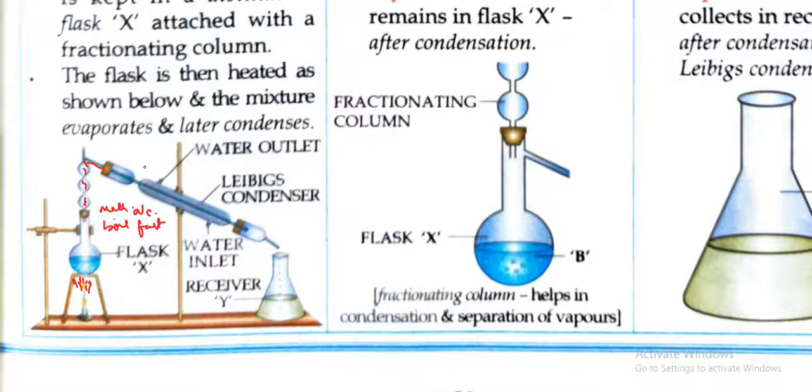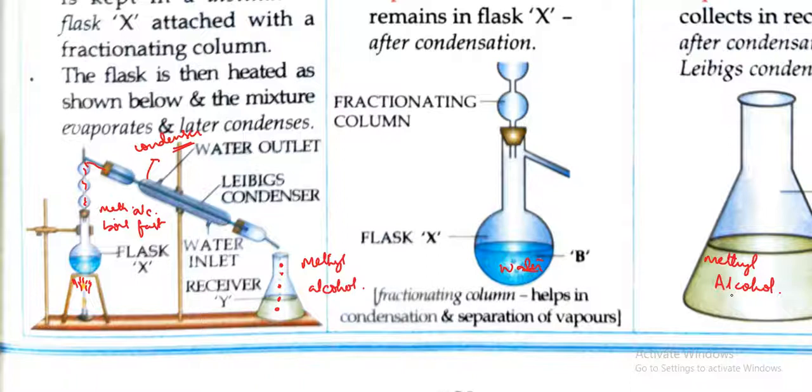I told you what is the work of the condenser? The condenser cools the vapor. So the vapor cools down and here we will get methyl alcohol. Now after the alcohol is boiled, what will be remaining? Of course, water will be remaining. So here water will be remaining, and here methyl alcohol is collected.